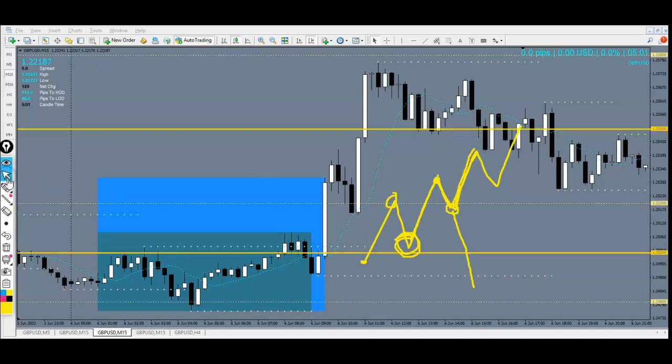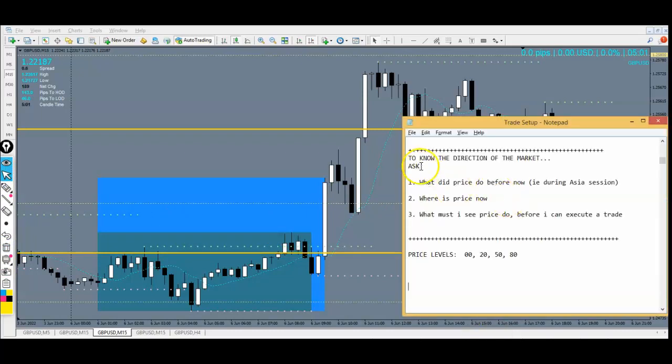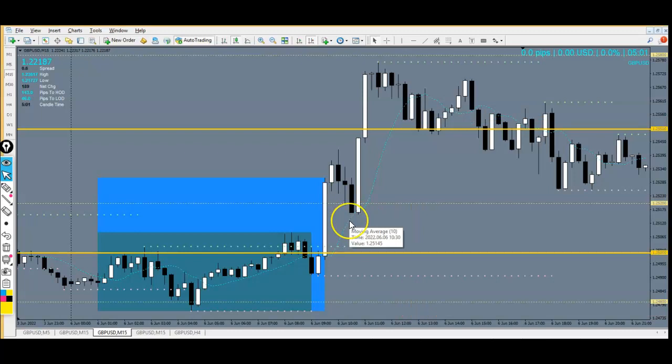Like we always say, we have three main questions to ask ourselves every time we come to the charts. The first thing we ask is, what did price do before now, or what did price do overnight? Where is price now, and what must I see price do before I can execute a trade? We'll use those three questions and remember our levels: the 00 level, the 20 level, the 50 level, and the 80 level. Let me remove this moving average. It's not really doing anything there.